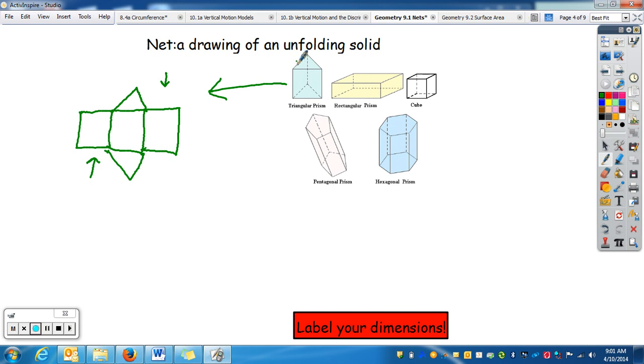Now in here, we're going to say the triangle is equilateral, so these sides are all congruent, and I can mark that. Notice here it says to label your dimensions. That's very important when we get to surface area, so that we know what side goes with what. And then the length between the two bases is longer, and so forth. I'm not going to draw the net for all of these, but the idea is that you are just unfolding the object.